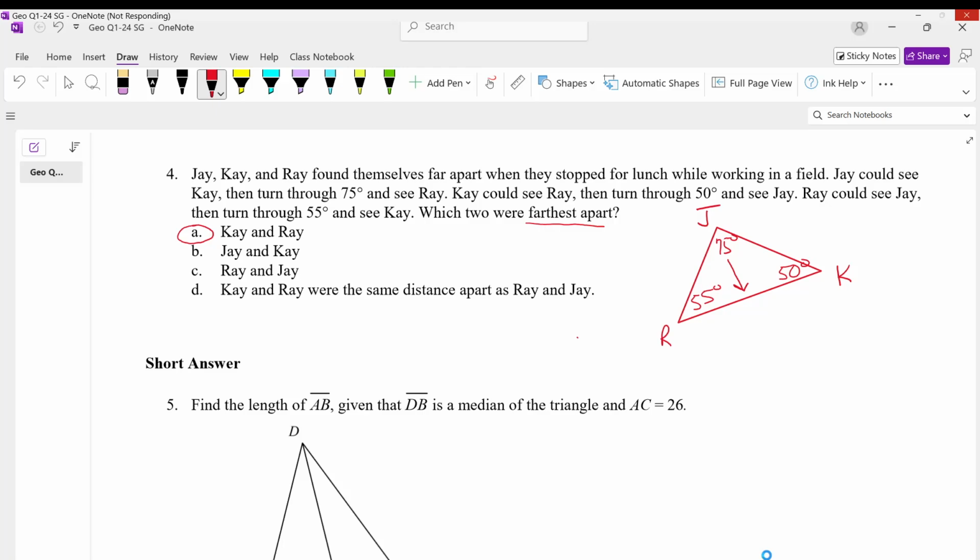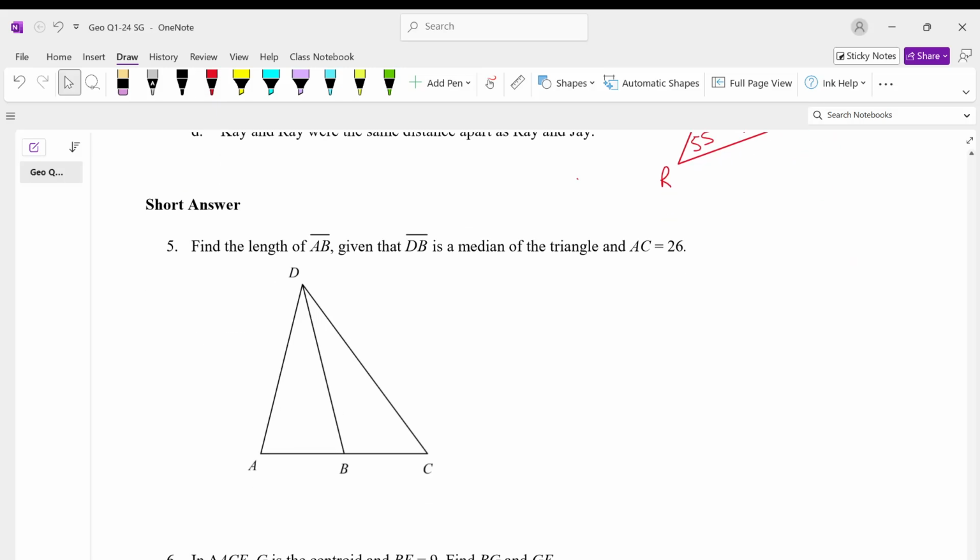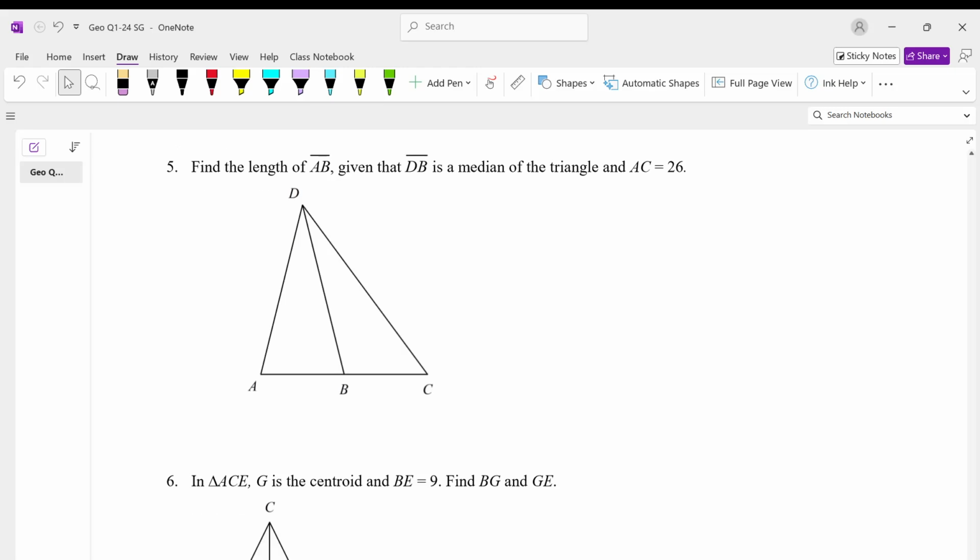Problem number 5. Find the length of AB, given that DB is a median of the triangle and AC equals 26. Find the length of AB.